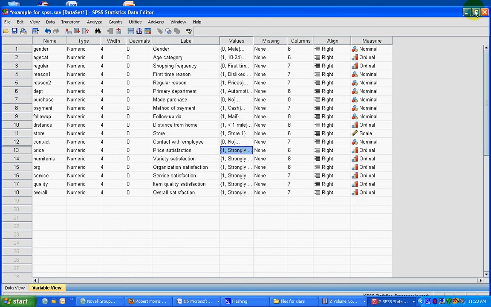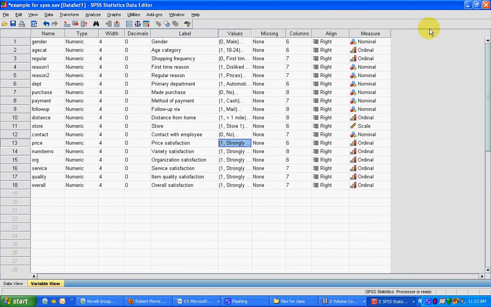Hello, and today we're going to go over the basic descriptive statistics that we can do in SPSS. Again, I have already opened the example SPSS file. So now let's take a look at the basic tools for descriptive statistics. Let's see how many men and women, and also let's take a look at some of the satisfaction variables and how they are distributed.